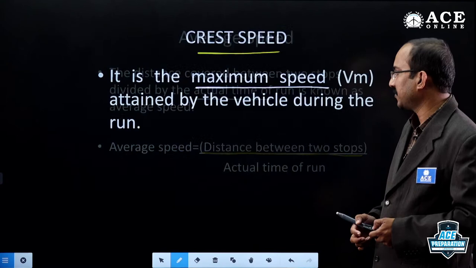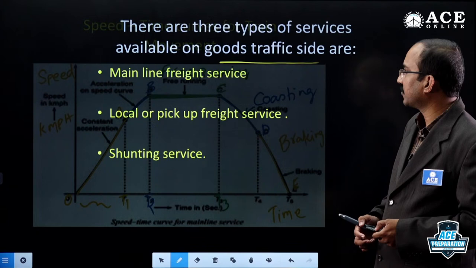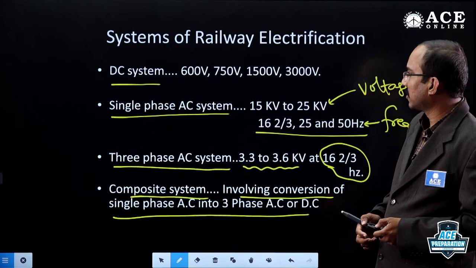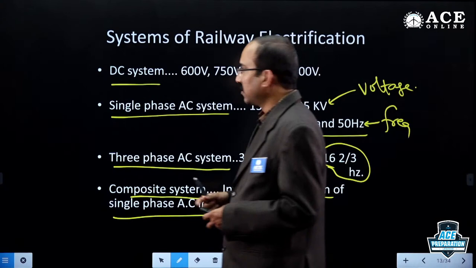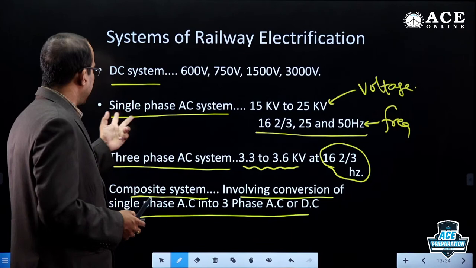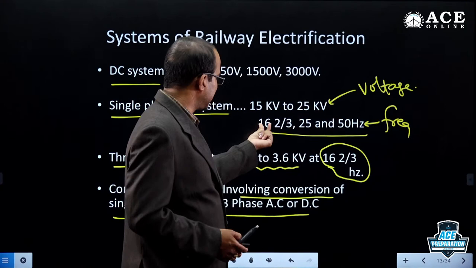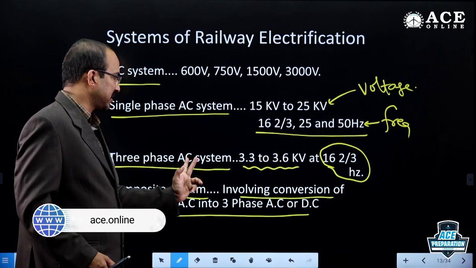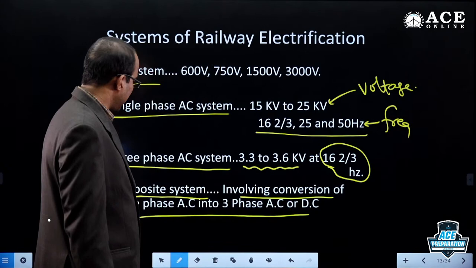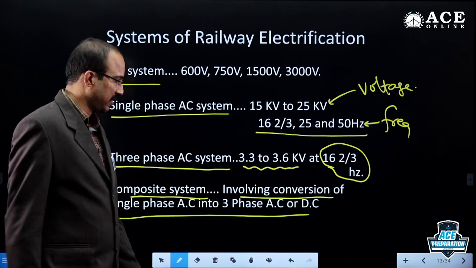Now we have seen the types of systems in case of traction. What are the different types of systems that we have seen? Here, systems of railway electrification. We have DC system, which operates at 600 volts, 750 volts, 1500 volts, and 3000 volts. And a single phase AC system, 15 kV to 25 kV, with voltage range 16 2/3, 25 and 50 hertz frequency range. And we have three phase AC system, 3.3 to 3.6 kV and 16 2/3 hertz. And composite system involving conversion of single phase AC into three phase AC or DC. So this composite system is also known as the kando configuration.